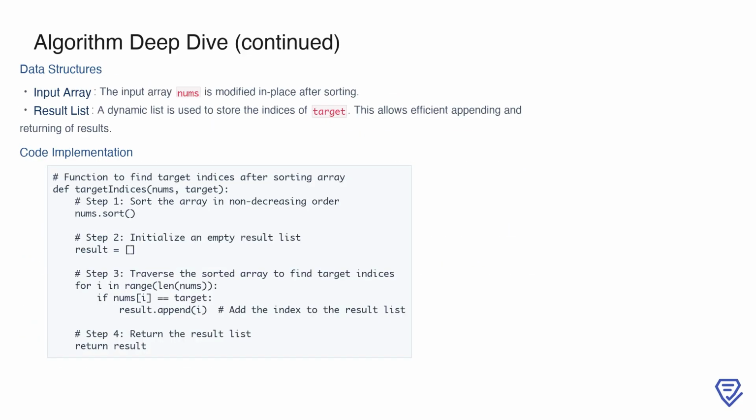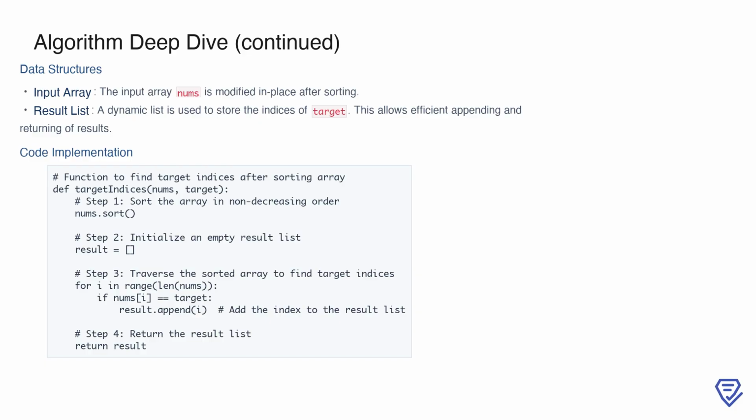To implement this algorithm, we start by sorting the input array in non-decreasing order. This modifies the array in place and ensures that target values are grouped together. Next, we initialize an empty list to store the indices of the target. Using a loop to traverse the sorted array, we check each element to see if it matches the target. When a match is found, we append the current index to the result list. This process continues until all target values are accounted for. Finally, we return the result list containing the indices.